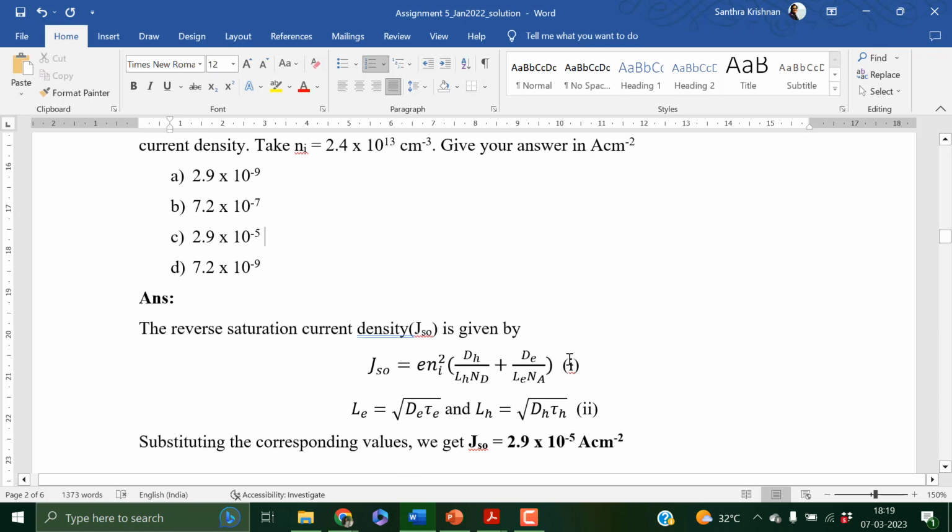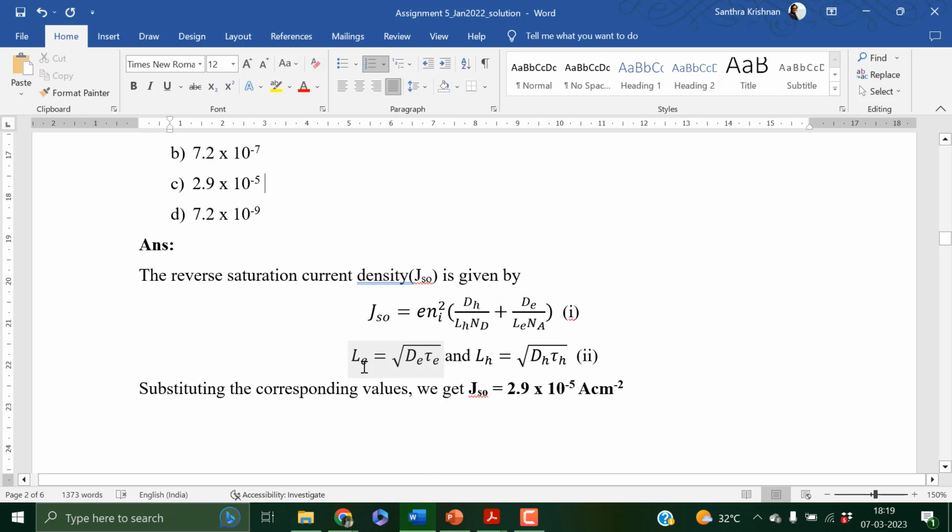Yeah, so this will be the equation you're using. First, you will find LD, LE and LH using root of tau, DE tau E and DH tau H. And once you get that, you can use the equation for JS0.